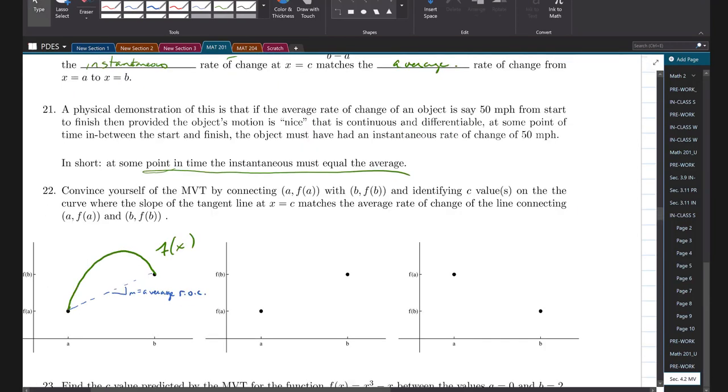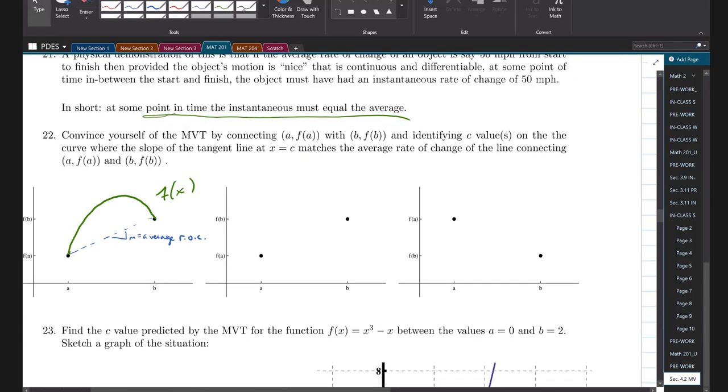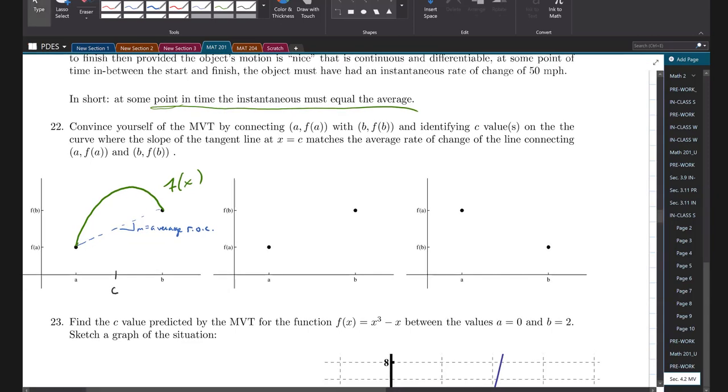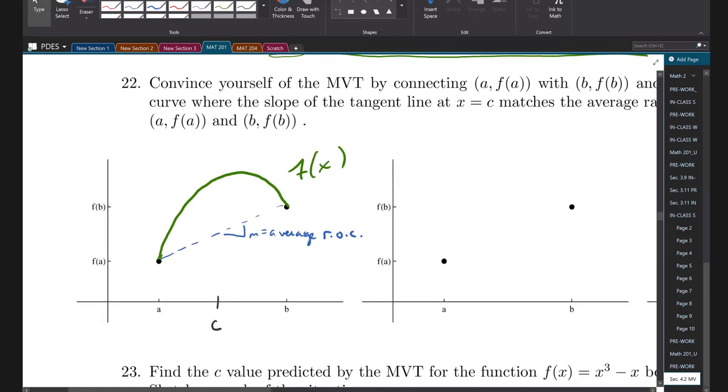I see it. Maybe you do too. I see that C value. I think that it's sitting right there, give or take a millimeter. Why do I think that's the C value? Because if I plot that point on the function, and then I sketch the tangent line right there, what is the slope of this tangent line? The instantaneous rate of change is the same as the average rate of change.